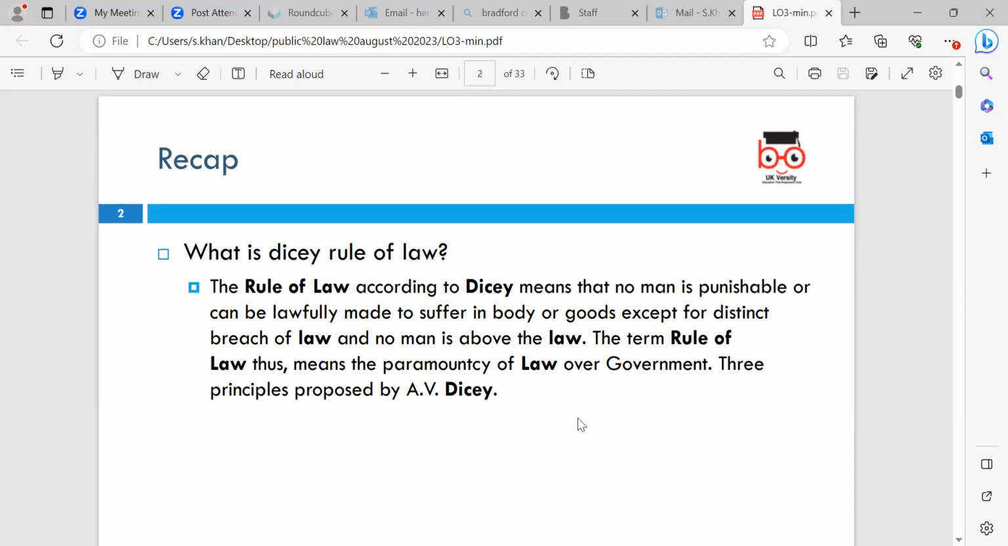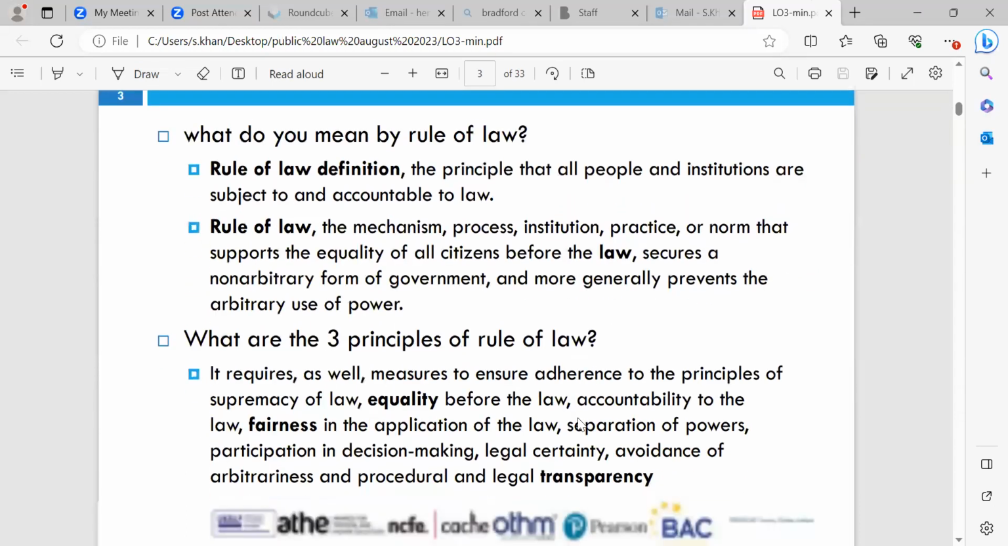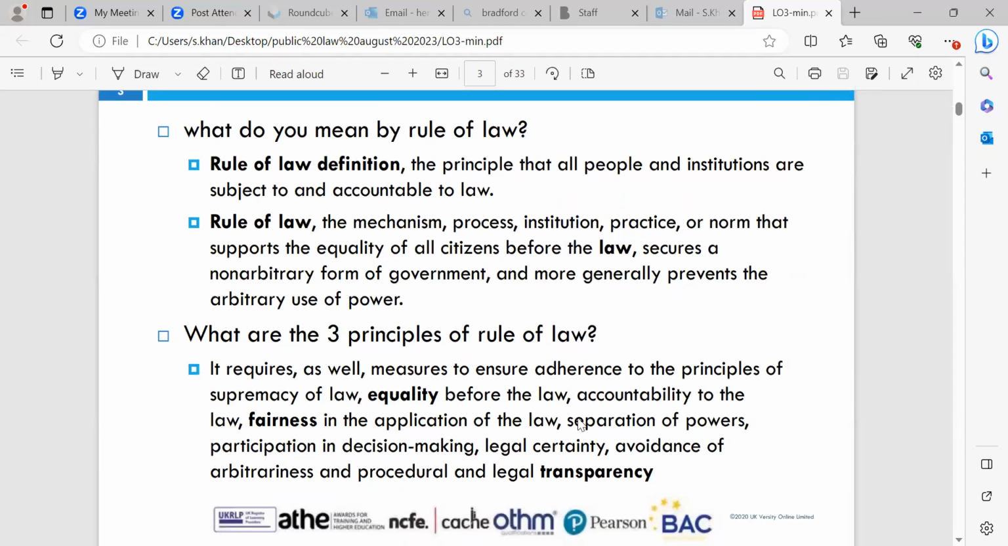So three principles were proposed by A.V. Dicey. Key terminology: what do we mean by the rule of law? The rule of law definition is the principle that all people and institutions are subject and accountable to the law. Rule of law is the mechanism, process, institution, practice, or norm that supports the equality of all citizens before the law, secures a non-arbitrary form of law, and more generally prevents the arbitrary use of power.